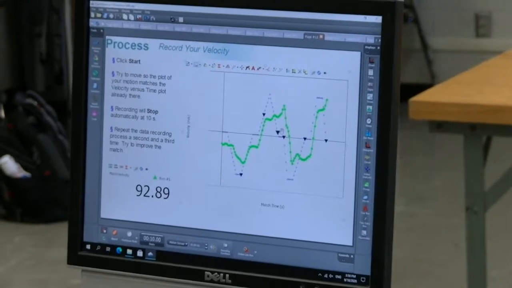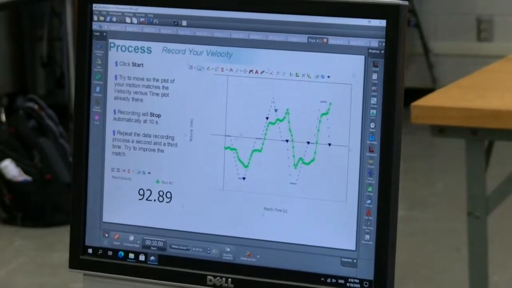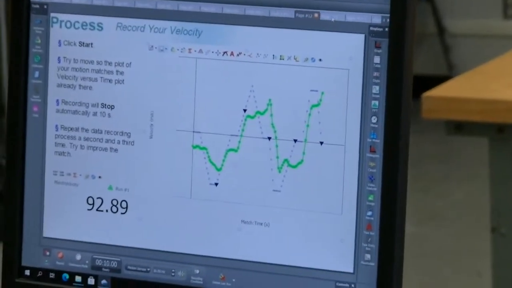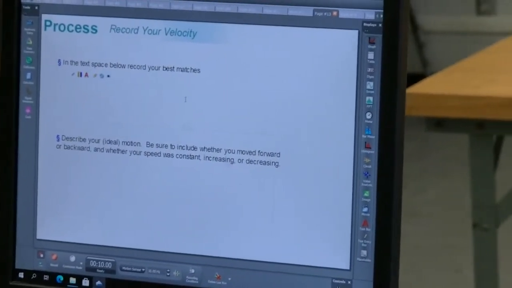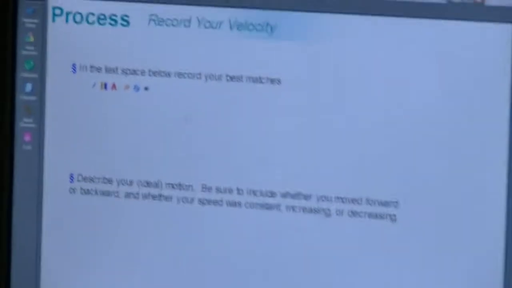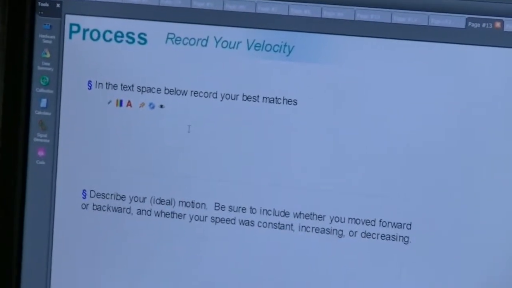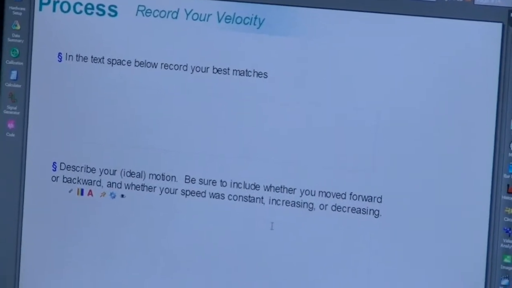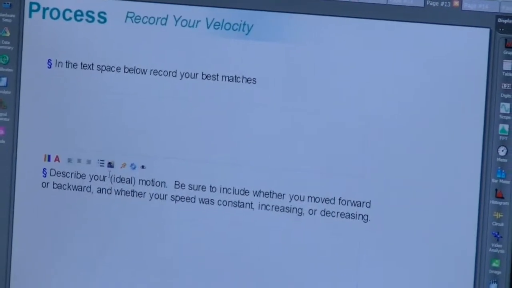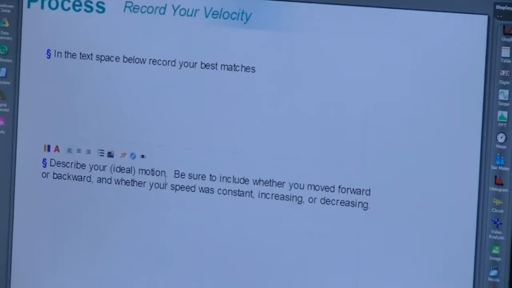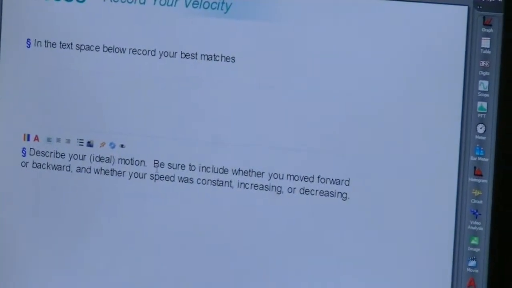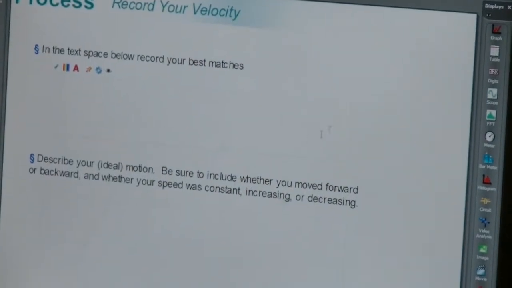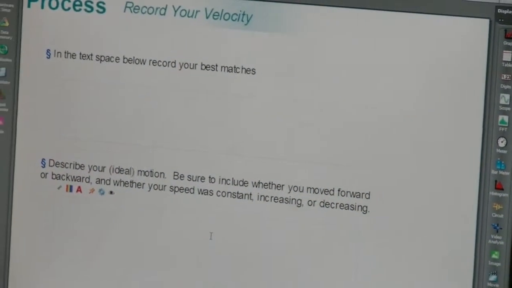Okay, so after you have managed your best score, you're supposed to move on to the file and answer the remaining questions. On the next page, you're supposed to record your best matches, like which round gave you the best scores in the previous experiment that we just talked about. And then you're supposed to describe your ideal motion, like how you moved during the previous experiment to reproduce the curve as closely as possible.